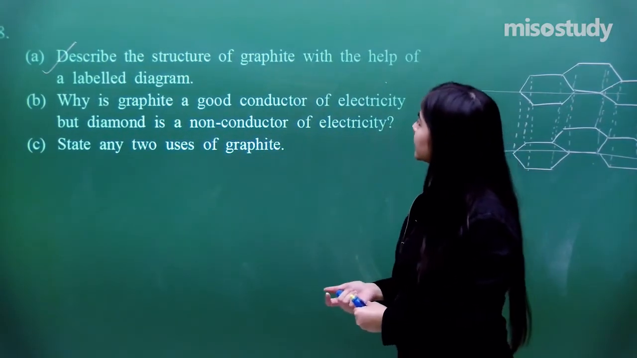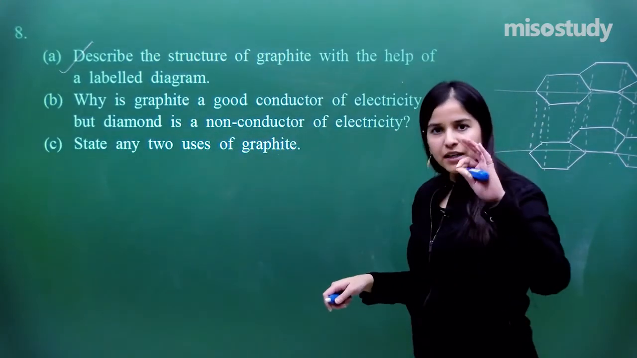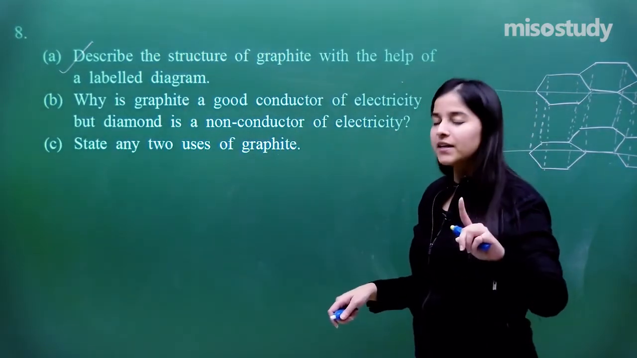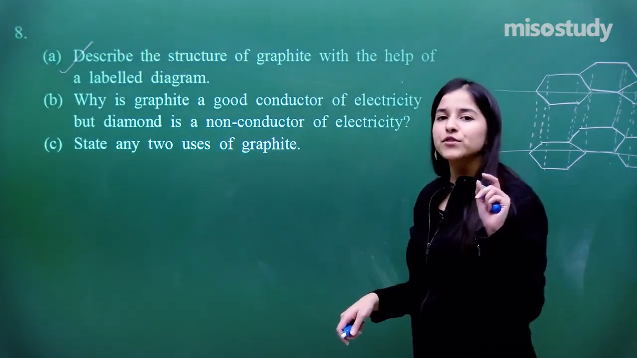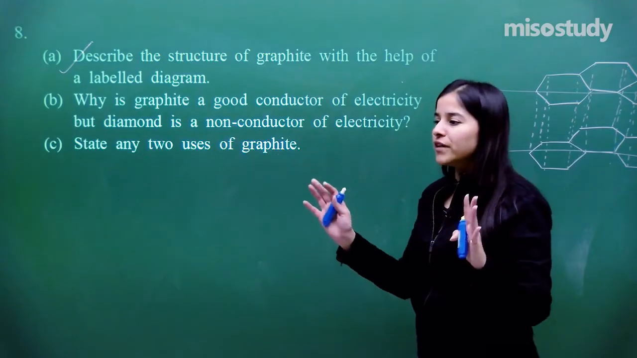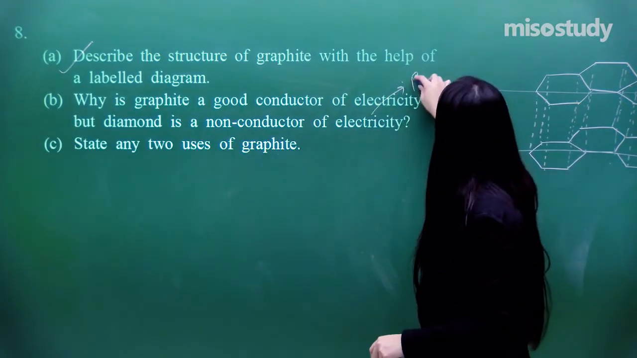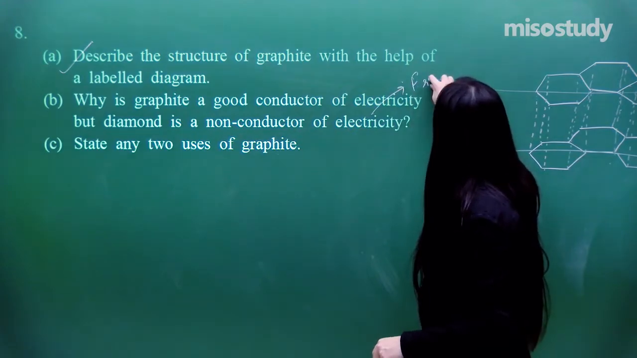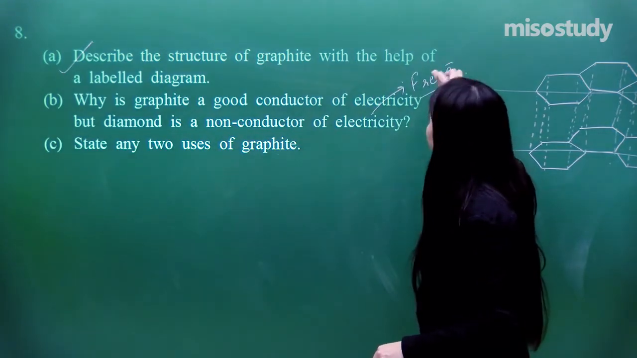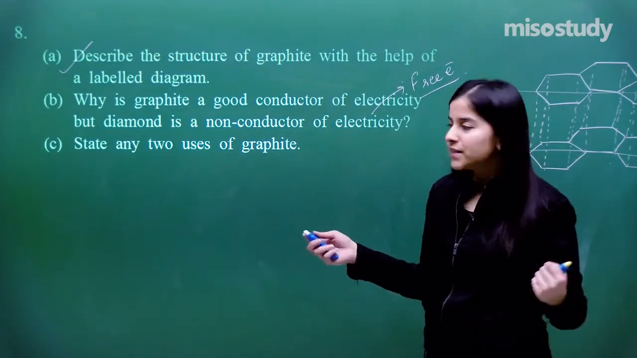Why is graphite a good conductor of electricity, can you tell me? Because 3 positions are occupied, still 1 is left, and due to that vacant position 1 electron is free to move. Since the electron is free to move, it can conduct electricity very well. So due to the free electrons, cool. But diamond is not a good conductor because there are no free electrons in it.